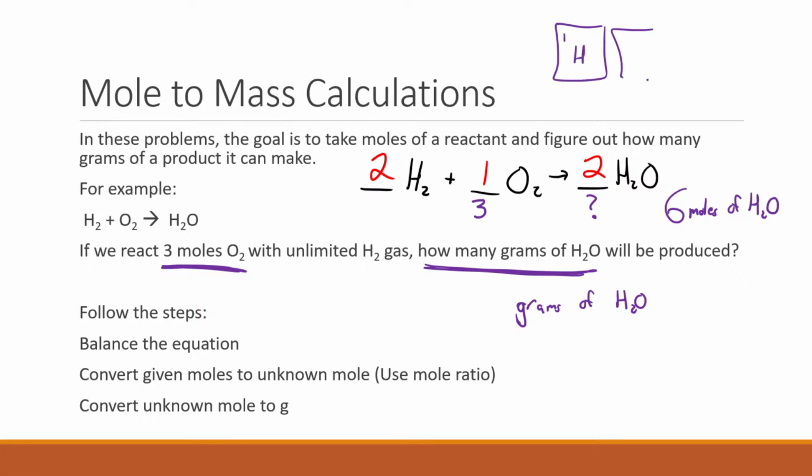We need to look for the mass of H and O, so we can calculate what 1 mole of water weighs. H2O is H plus O, so 1 plus 1 plus 16, for a total of 18 grams per mole. So if 1 mole weighs 18 grams, 6 moles weighs 6 times 18, or 108 grams.